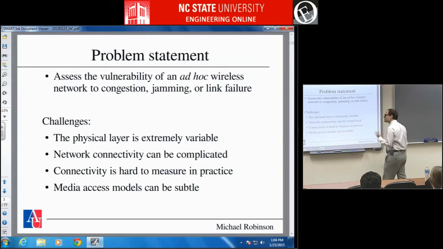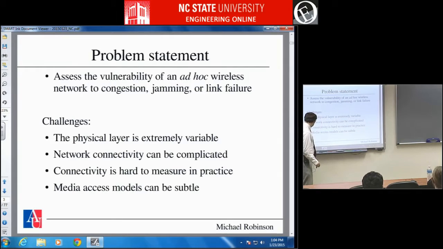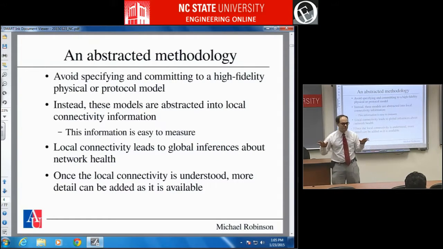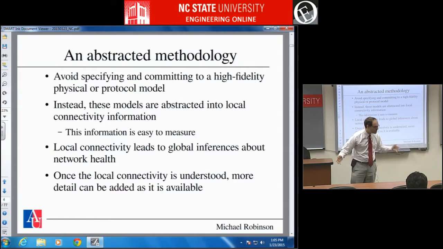So these are some challenges that come about with wireless networks, and I'd like to suggest that there's an abstract methodology. If you step back from the specific protocols, you step back from the specific details of how the network is built, how the radio signals propagate, that'll give you something a little better.